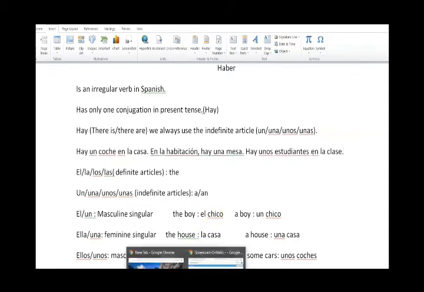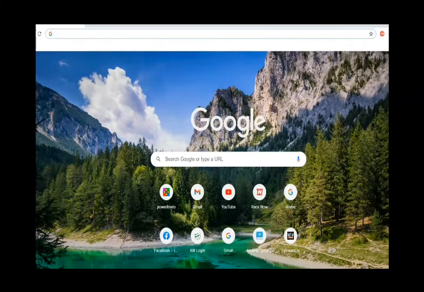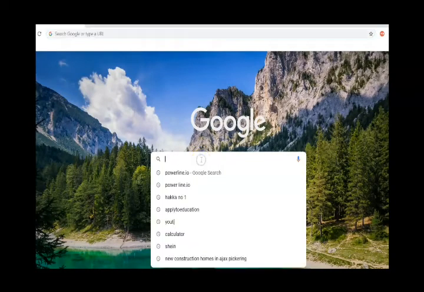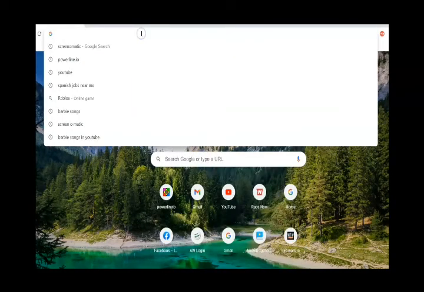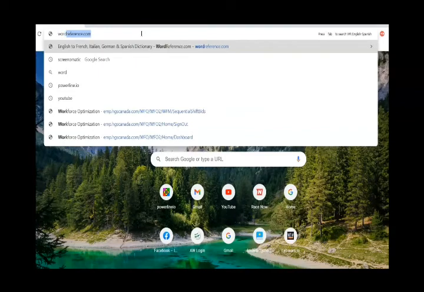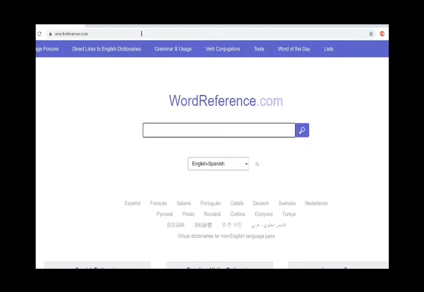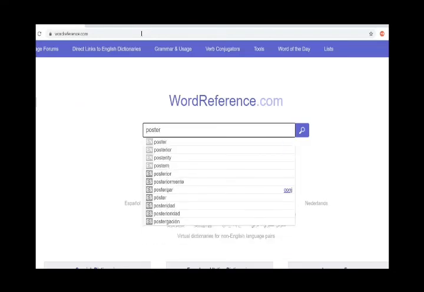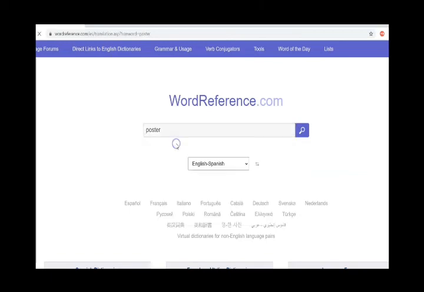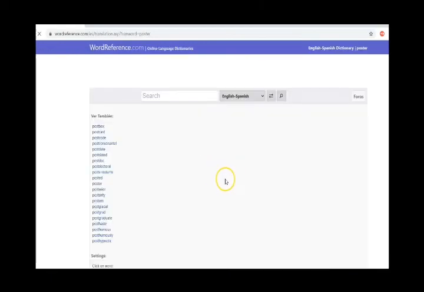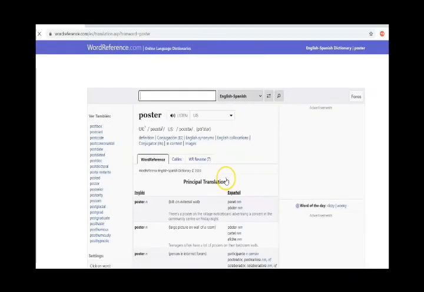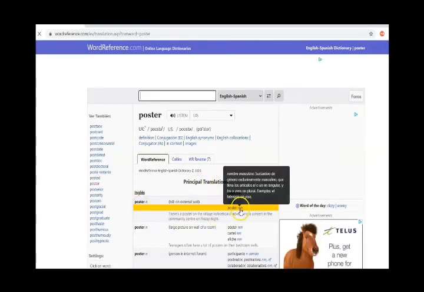So for that, it is very simple. Open Google. I personally use wordreference.com. Go to wordreference.com. Now, for example, I am looking for the word poster. Just go to poster, choose the English to Spanish dictionary, and now this is the English word and this is the Spanish word.